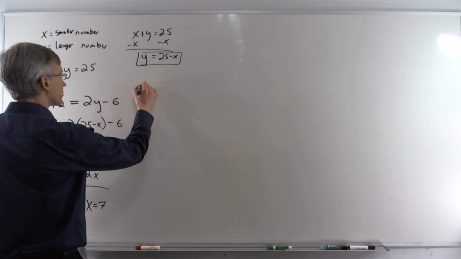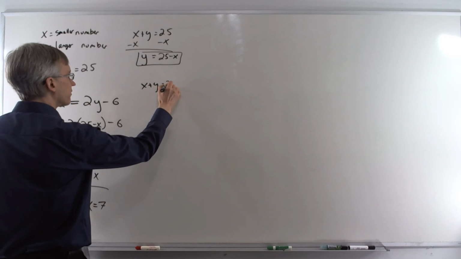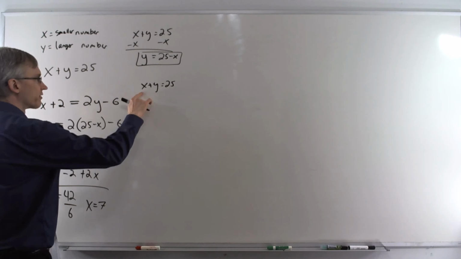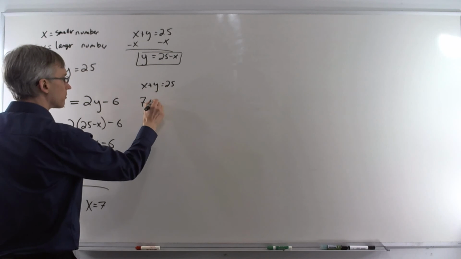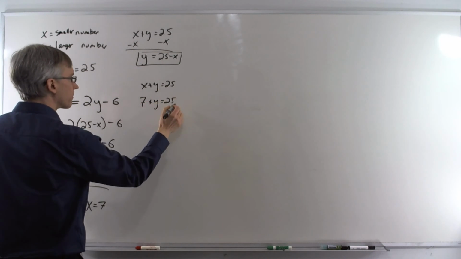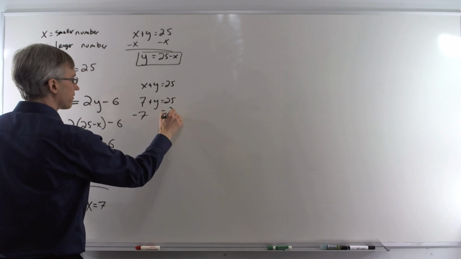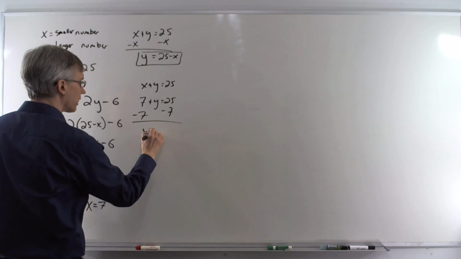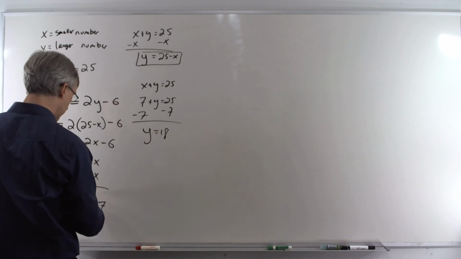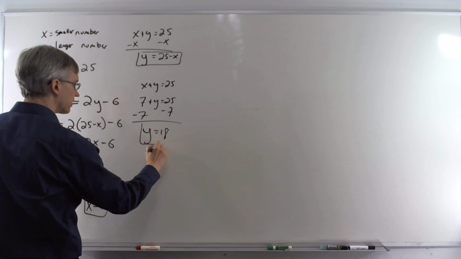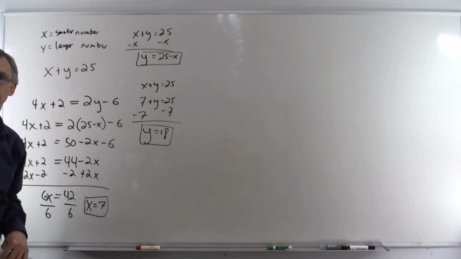So x plus y equals 25. I'll plug in 7 for x, so we get 7 plus y equals 25. Subtract 7 from each side, we get y equals 18. So there is our two numbers, 7 and 18.